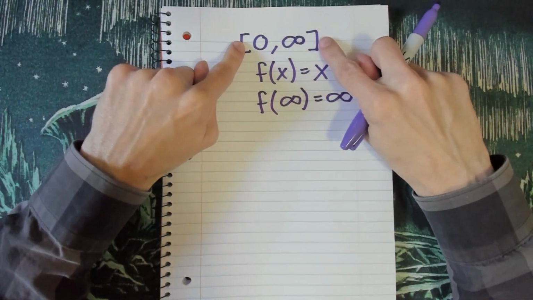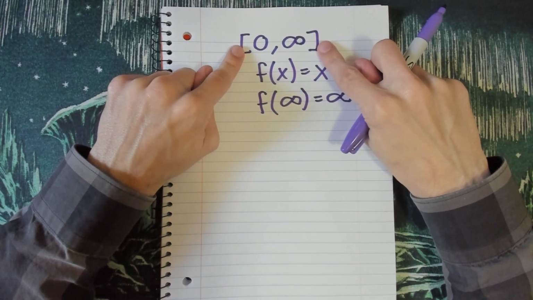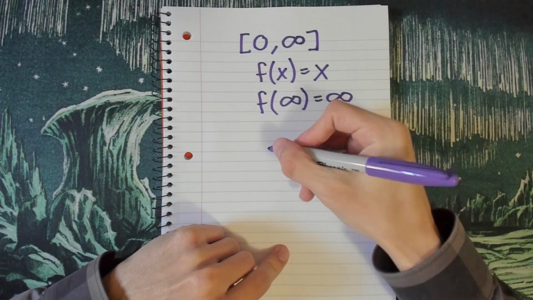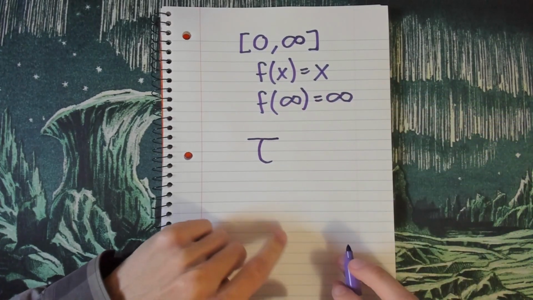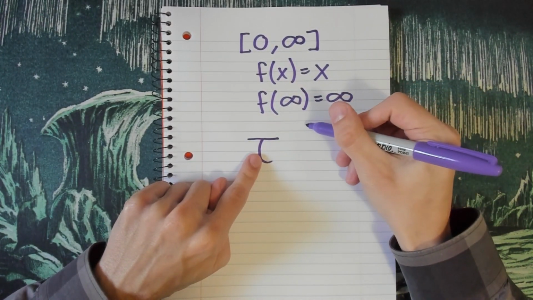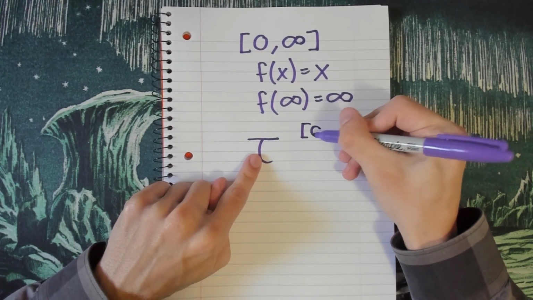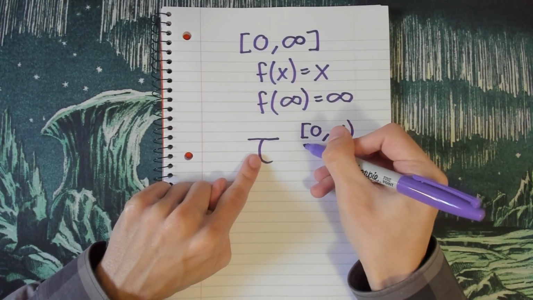So what is a topology? Well, it's a collection of subsets of this. So for example, let's say our topology, we'll draw it with T. We're basically going to put a bunch of subsets in it. So for example, anything of this form is going to go into the topology.